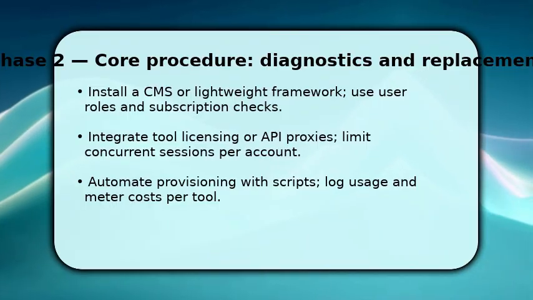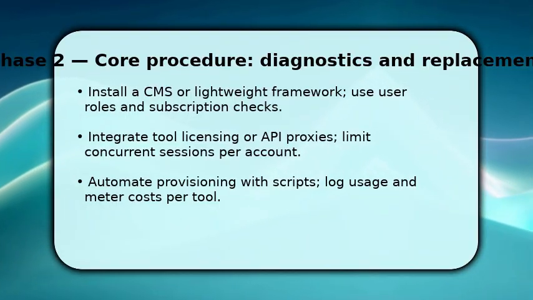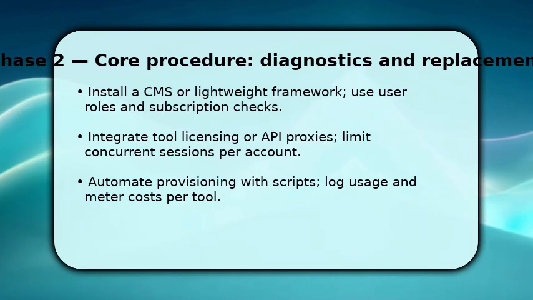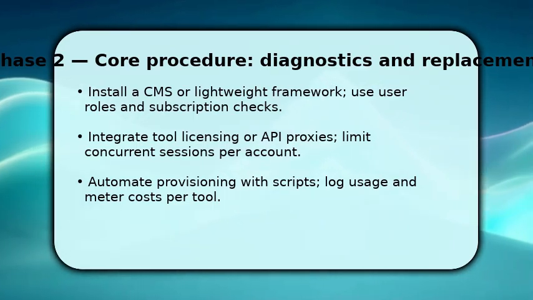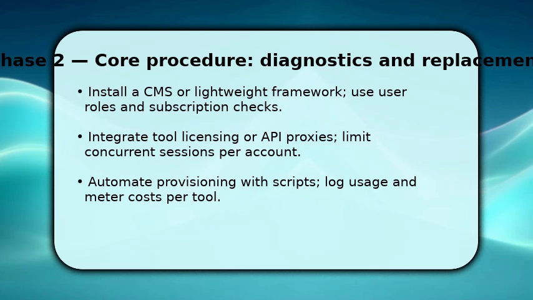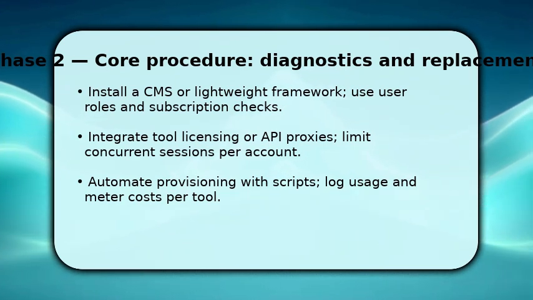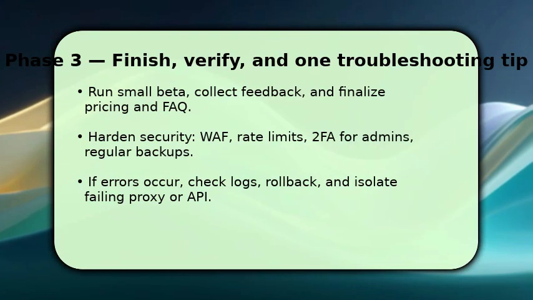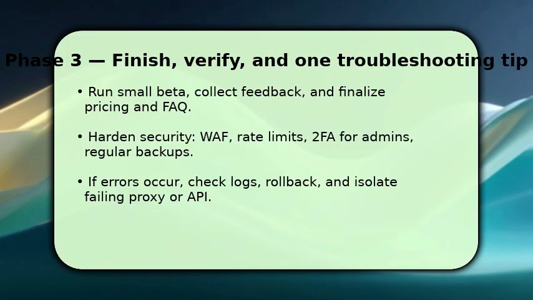Once that works, script automated provisioning and deprovisioning to reduce manual work, and add usage logging so you can meter cost per tool and adjust pricing accordingly. You finish by launching a closed beta with limited seats, collecting feedback, and finalizing pricing and support docs.